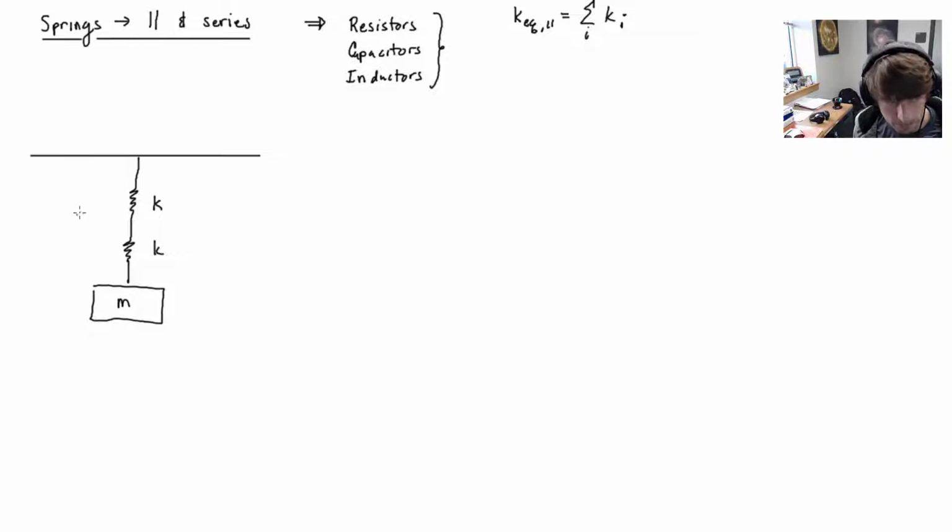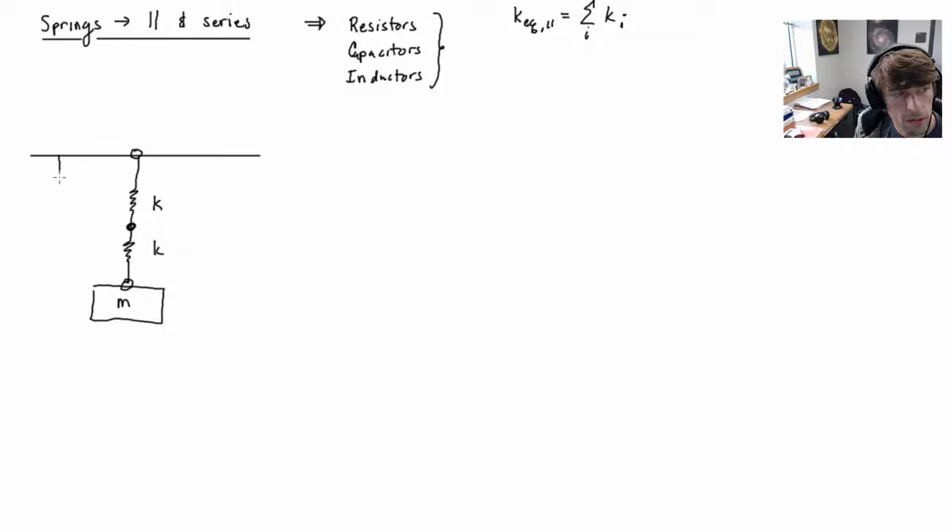Now you notice here that the first spring doesn't connect the same two objects. The first spring connects the ceiling to spring 2, and the second spring connects spring 1 and the box. So it's not the same object. These are what we call in series. A different way to say it is, in order to get to the second one, you have to go through the first. So that might be a different way of defining it.